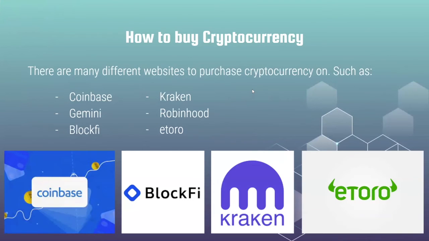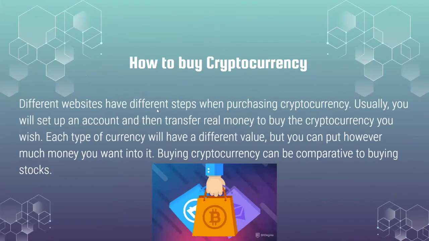How to buy cryptocurrency. There are various different websites to purchase cryptocurrency, such as Coinbase, Gemini, BlockFi, Kraken, Robinhood, and eToro. Different websites have different steps when purchasing cryptocurrency. Usually you will set up an account and then transfer real money to buy the cryptocurrency you wish. Each type of currency will have a different value, but you can put however much money you want into it. Buying cryptocurrency can be comparative to buying stocks.